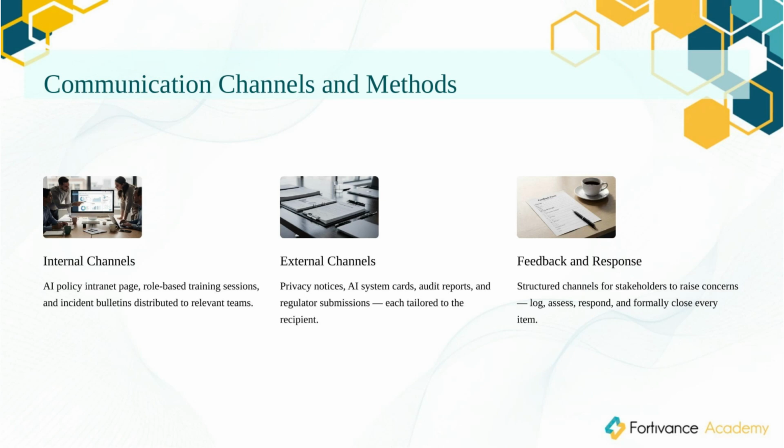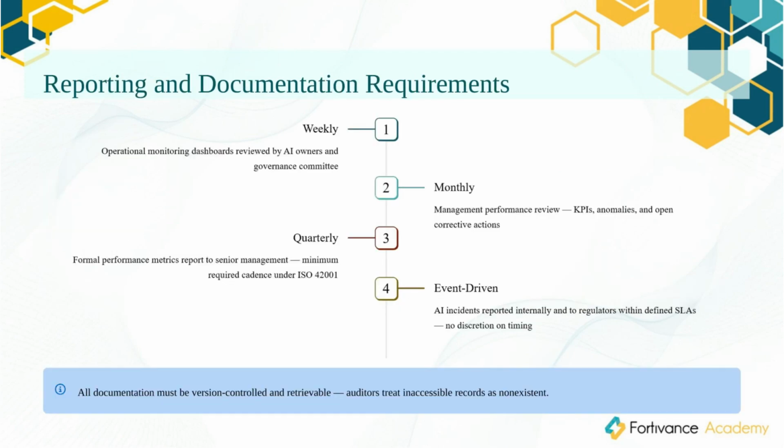Communication should not be one way. Build formal channels for stakeholders to raise concerns, ask questions, and provide feedback on AI governance. Document feedback received, how it was assessed, and what response was given. This feedback loop is both a governance requirement and a practical source of intelligence about AI risks you may not have identified internally. Reporting under ISO 42001 is not just about generating reports.